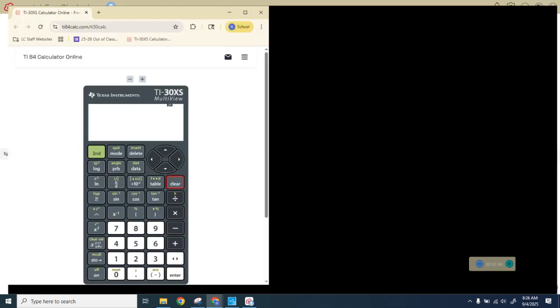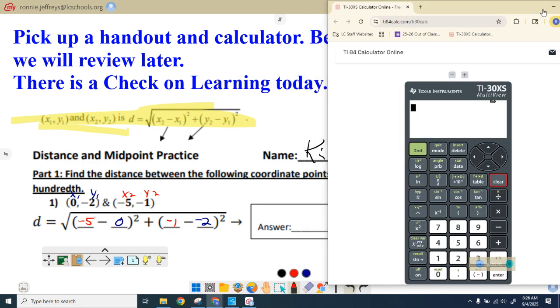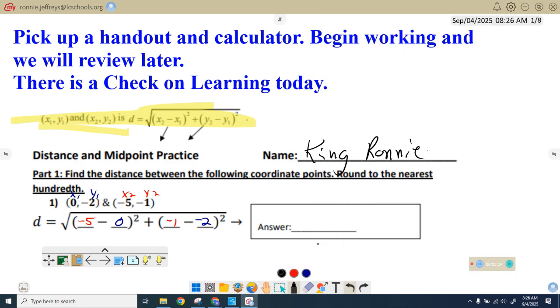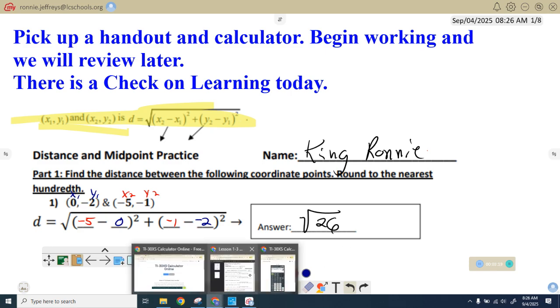Now. Oh, cheese and crackers all today. All right, so second x squared for the square root, parenthesis, -5. Remember, there is a difference between a minus and a negative. Okay, plus -1 minus -2 parentheses squared. All right, so for the people that have this type of calculator, you got the square root of 26. Okay. The decimal answer I will also accept.